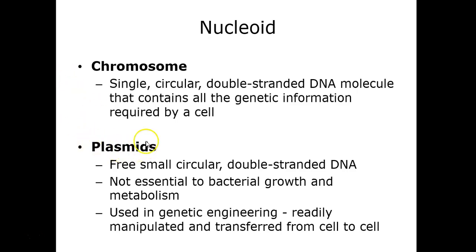We have found a way in genetic engineering to use plasmids to move genetic information from one cell to another because they're really easy to copy. They're really easy to cut and add particular genes onto, and then to be able to transfer from one cell to another. So we use plasmids quite frequently in genetic engineering to do all sorts of types of experiments and create genetically modified organisms.